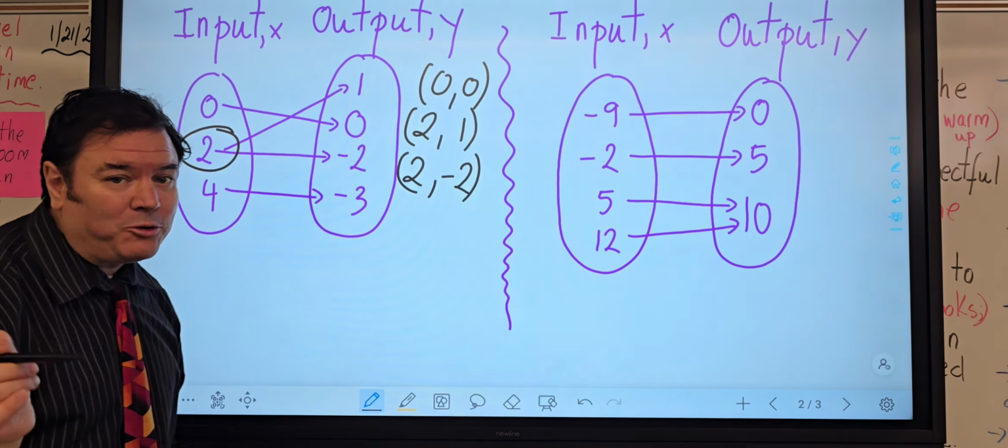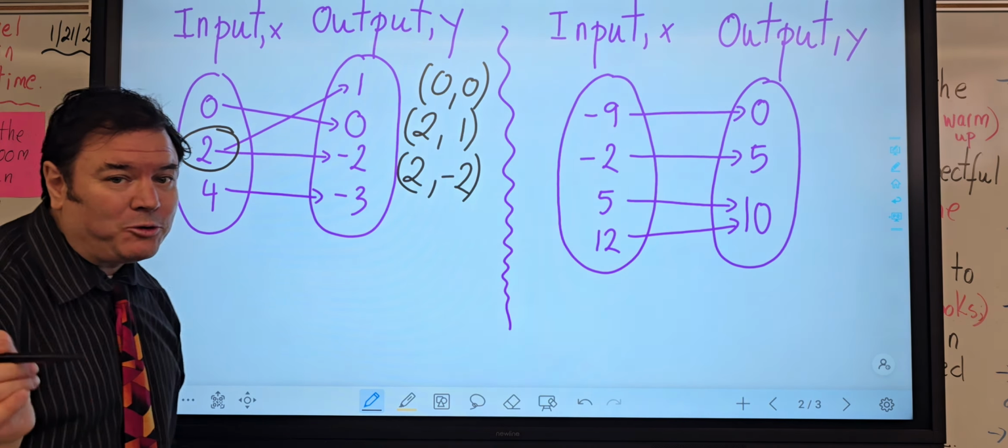Let's continue to the last one here. We have negative 9 and 0. So negative 9, 0. That's okay. One input, one output. Negative 2, 5. That's also okay. One input, one output. And then we have 5, 10. One input, one output. But now we have 12 goes also to 10.